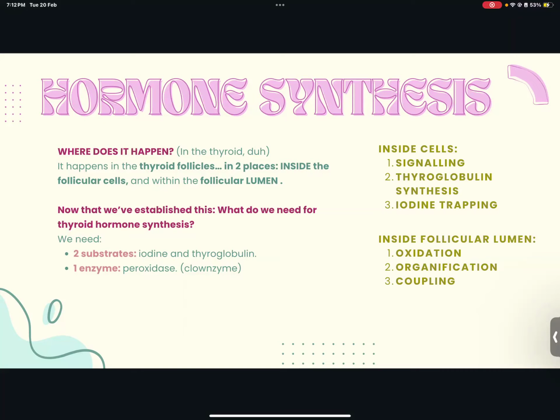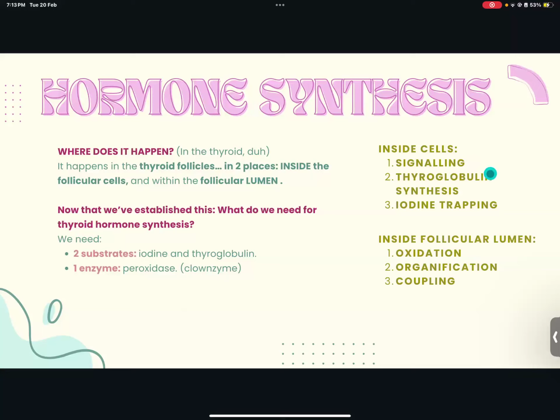Okay, so I've divided the steps of hormone synthesis into the ones that are inside the cells and the ones that are inside the lumen, just to help you visualize it better. Inside the cells, you have the signaling. So once TSH binds onto the thyroid cell receptors, it's going to activate some signaling pathways, and it's going to initiate the production of thyroid hormone.